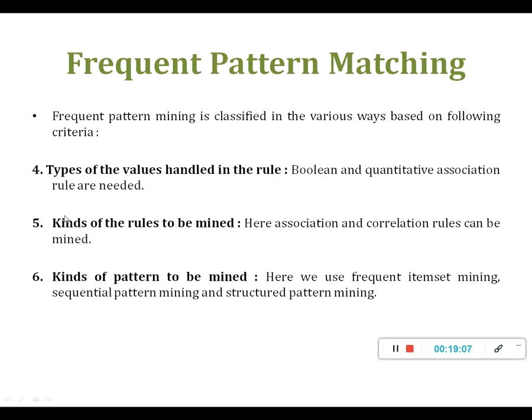Then we have to define which kind of values we give for the association rule, whether a Boolean expression or quantitative data. This is a criteria we need to satisfy whenever we do frequent pattern matching. We should know which kind of rules we are going to apply to mine that data, whether association or correlation. We should have these clear beforehand, and satisfy the given criteria. And for the kinds of patterns to be mined, we should know which frequent patterns we want to search for, beforehand, while doing any pattern matching.